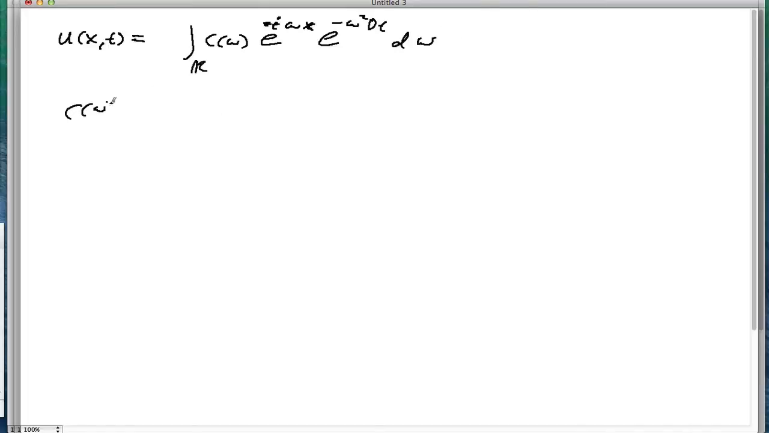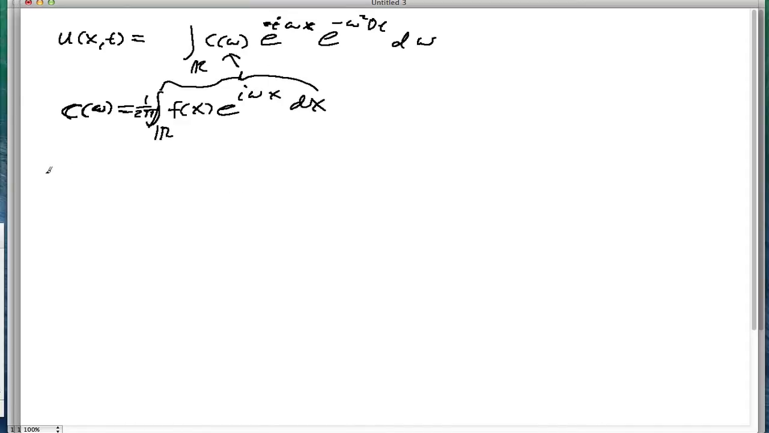And recall that c(omega) is the inverse Fourier transform of f(x), but for notational convenience we'll just leave that for now. It's the integral of f(x) e^(i omega x) dx. And we usually put a 1 over 2 pi out the front to keep the math working out right. So there we go. That's how we do it. And now what I'm going to do is actually substitute this in. We're going to do a little work to get this down.